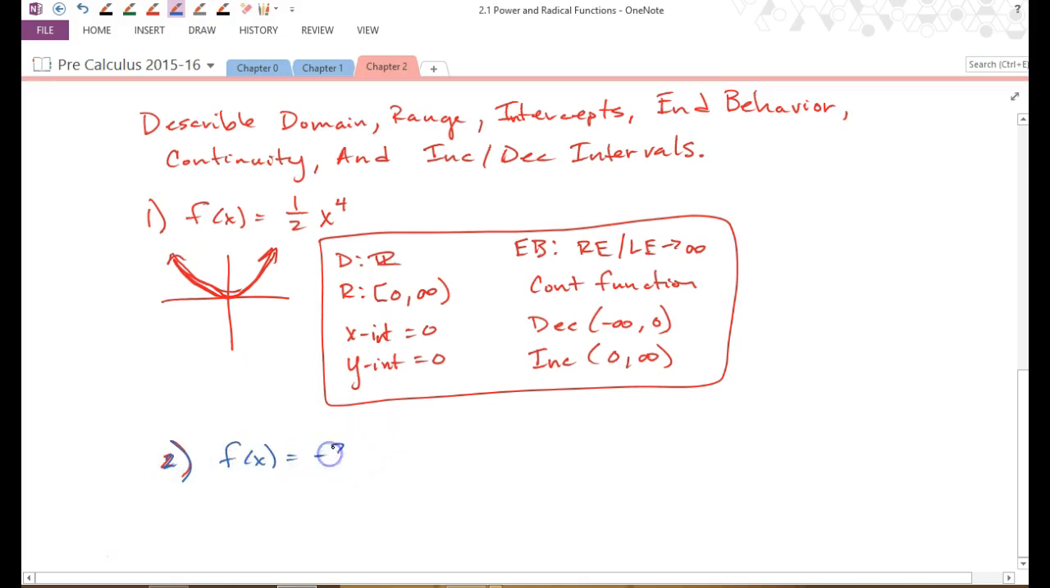Let's do negative 3x to the negative 2. If they give this to you initially, the first thing you want to do is rewrite it. If I have a negative exponent, what do I do with that x piece? Move it to the bottom. So my rewrite for this would be negative 3 over x squared.